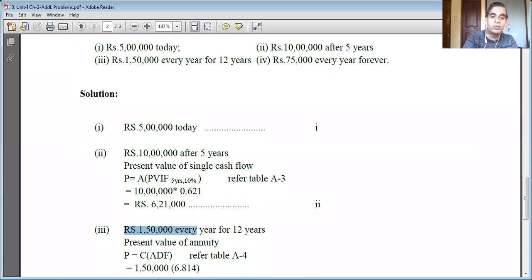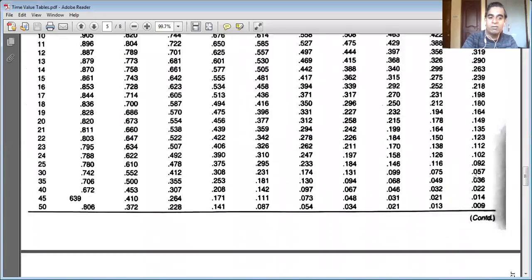So 1,50,000 rupees each year for 12 years. So it's the case of an annuity. So we have to find out the present value of this annuity. Therefore, we need to refer to table A4. So we can write the equation P = C × ADF. C is the value of the annuity, 1,50,000. ADF is the annuity discount factor, which we need to find out from table A4. So 12 years and 10% interest. Okay, so we need to refer to table A4 now.